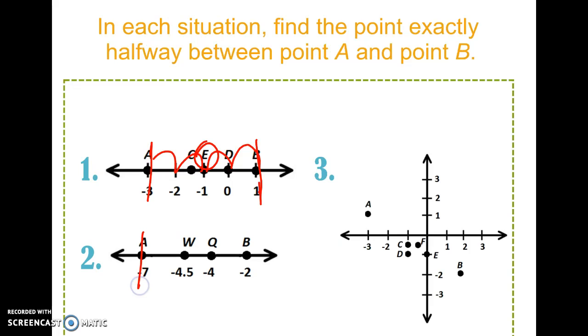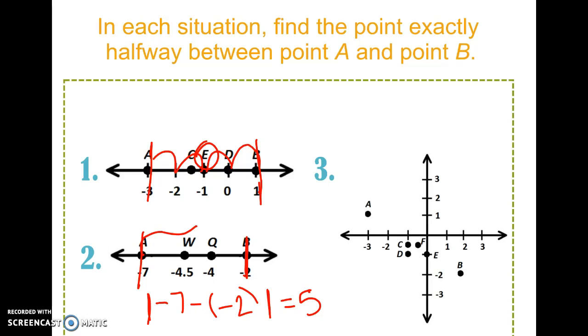We're thinking between -7 and -2. The halfway point between -7 and -2. Now remember, we could find out what the distance is by doing -7 minus -2 and taking the absolute value of that, which would equal 5. So this whole distance is 5.